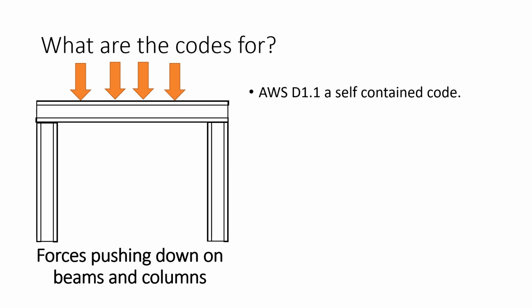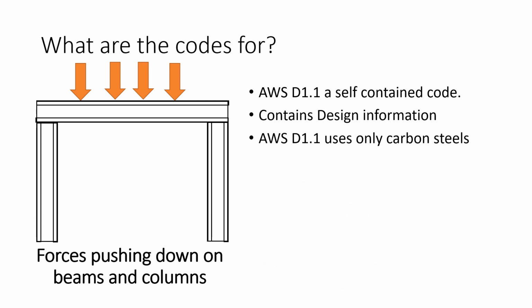AWS D1.1 is a self-contained code. It's for structural steel. D1.6 is for structural stainless steel. AWS D1.2 is for aluminum. D1.3 is for structural sheet steel. D1.4 is for rebar. Anyways, there's a whole list of these welding codes written and produced by the American Welding Society, and for the most part they contain design information, and they're for fighting gravity.